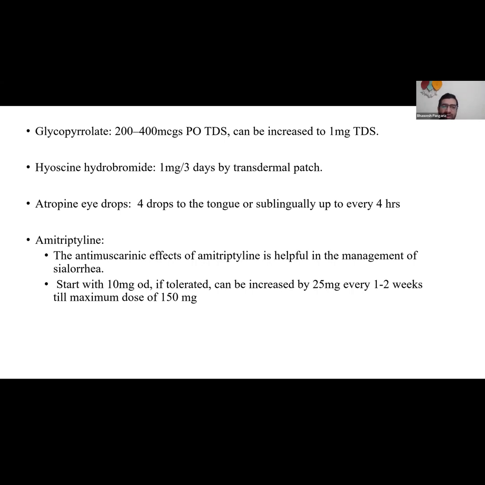Amitriptyline can be started at a 10 mg OD dose, and if the patient is tolerating that, it can be increased to 25 mg every 1 to 2 weeks until the maximum dose of 150 mg is reached.